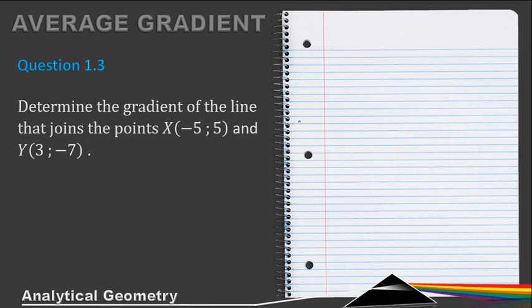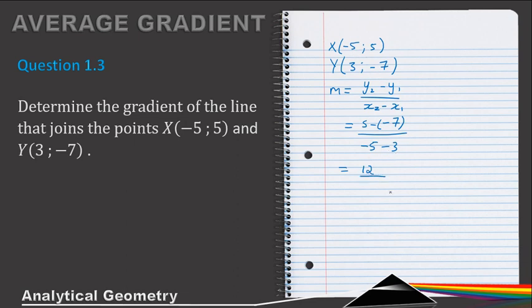And then question 1.3, we need to determine the gradient for x, y. So we've got x as minus 5 and 5, and y as 3 and minus 7. So gradient being y2 minus y1 over x2 minus x1. We got the y values 5 minus negative 7. So 5 minus negative 7 over minus 5 minus 3. So this becomes 5 plus 7, and that's equal to 12. And then minus 5 minus another 3 is minus 8.